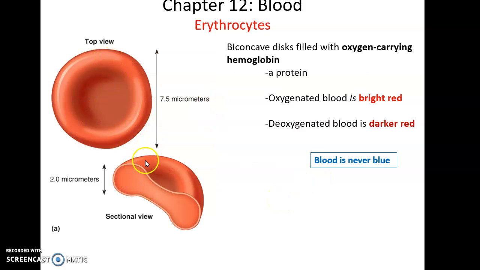So as we know, the red blood cells, the erythrocytes, are biconcave discs filled with hemoglobin. Hemoglobin is a protein, and when it is carrying oxygen, when it is oxygenated, it is bright red. And when it lacks oxygen, when it's deoxygenated, hemoglobin is darker red. So our blood is bright red when it's oxygenated and darker red when it is not. And blood is never blue. Just want you to know that. Your blood is never blue.